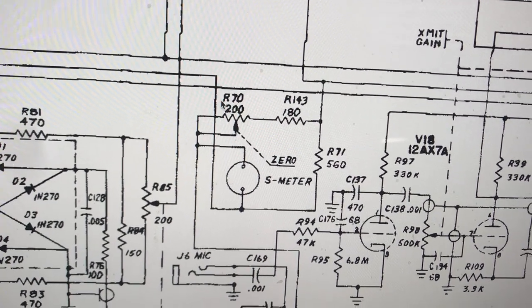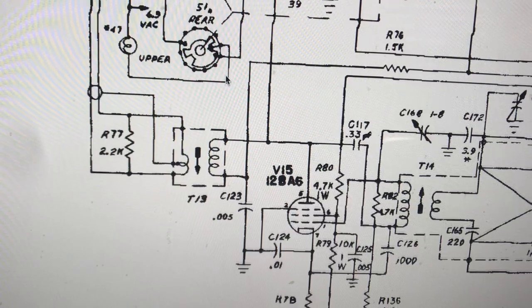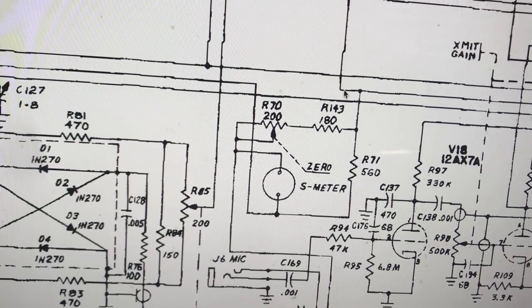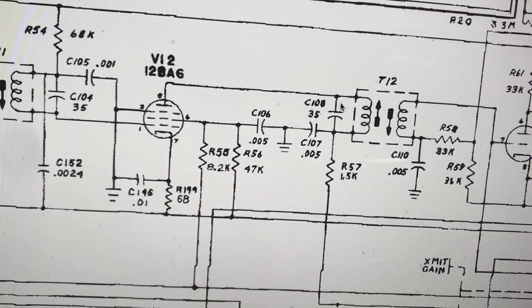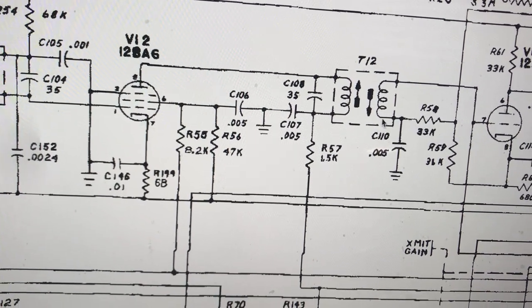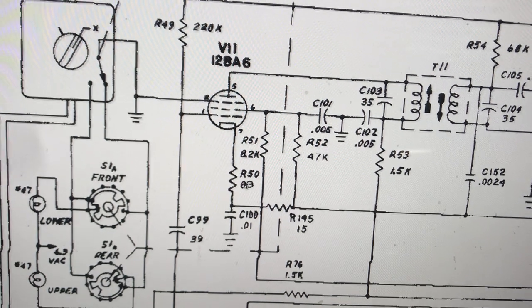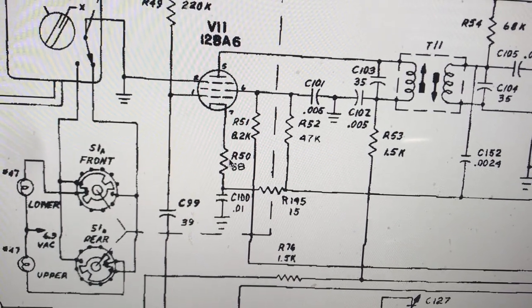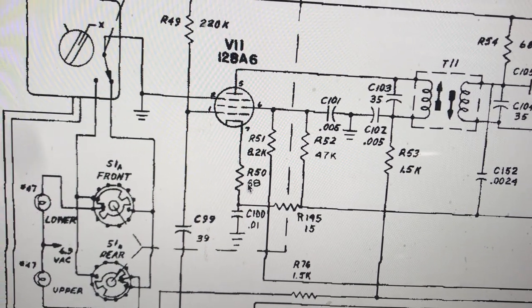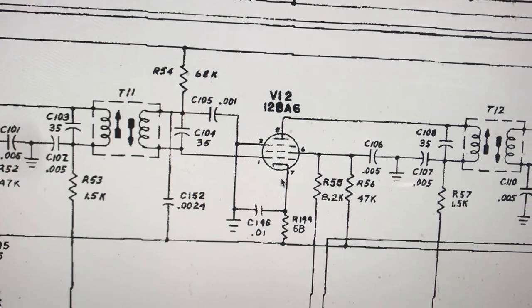So if we trace this wire back here, let's see, that one goes to the transmit. This one here, yeah. T12. Interesting. So that doesn't affect me directly, but this V11, this resistor is very high. So that would most likely limit my gain through this tube. So I'm guessing if I can repair R50 here and put it back to 68 ohms, I'm going to get more drive, and this will have more drive, and then the S meter will work. So that's my theory anyway.